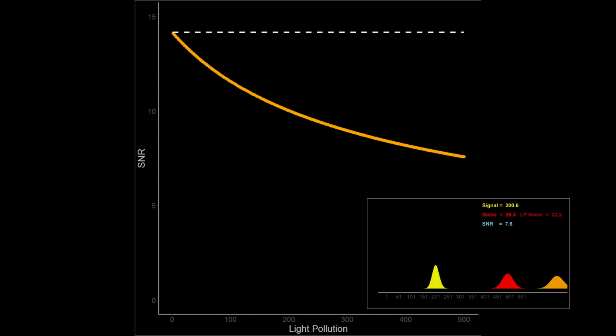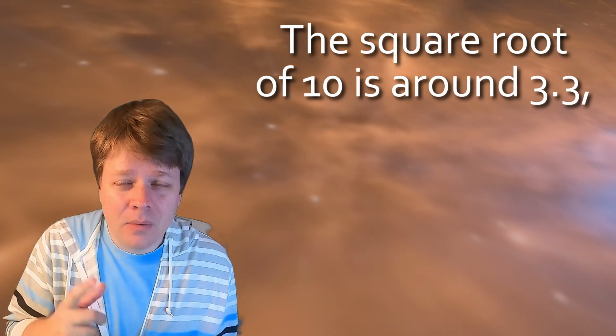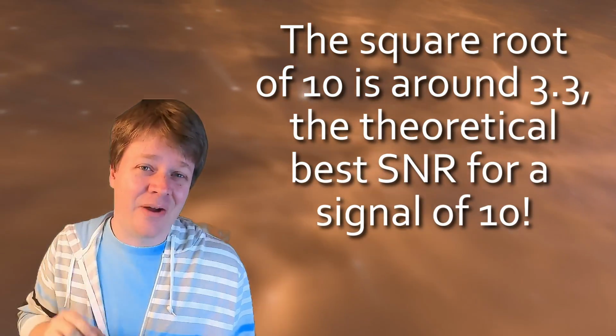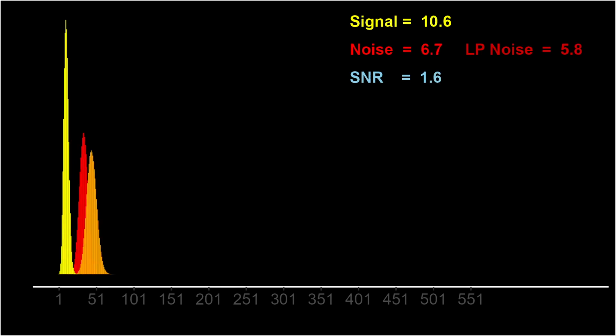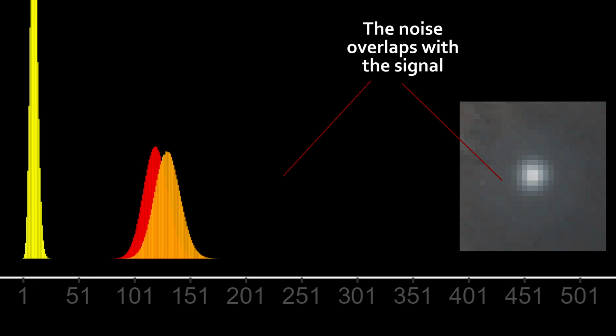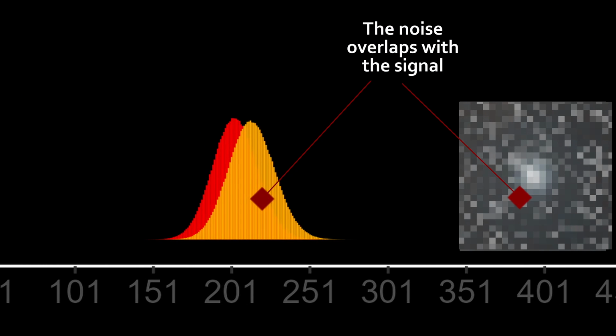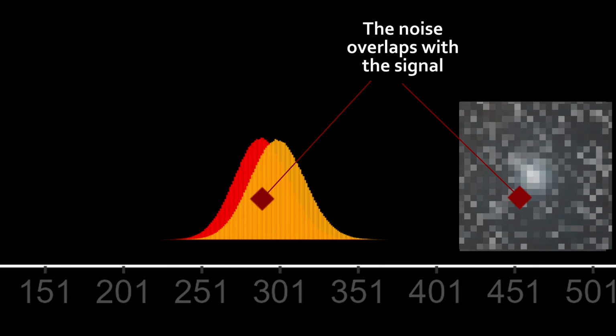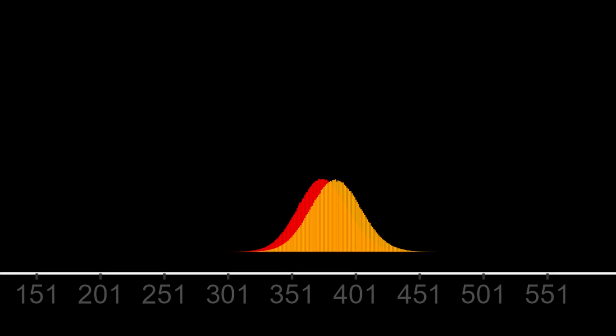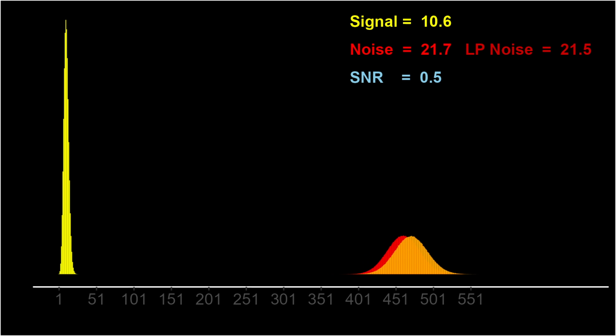That makes sense. But now let's repeat that simulation with a target with a fainter signal, maybe around 10 photons per subframe. Our theoretical best SNR is around 3. Now let's add the light pollution and combine things. Look how closely the light pollution and combined histograms are to each other. There is so much overlap here, meaning there's very little transition between light pollution and the target. We're losing SNR quite fast.